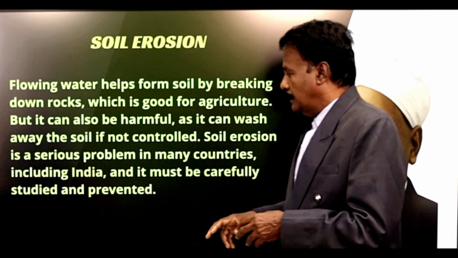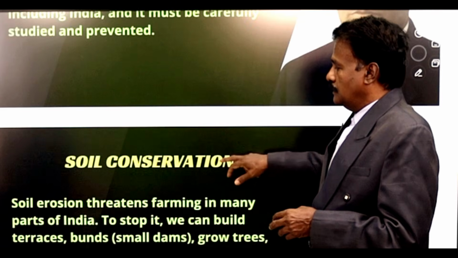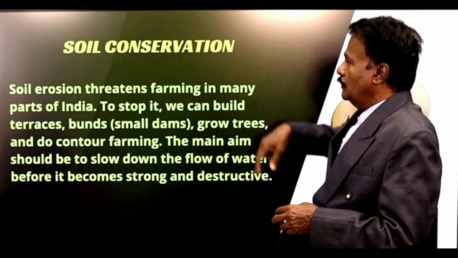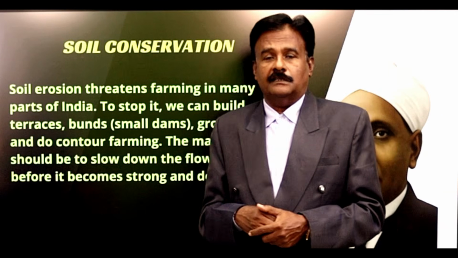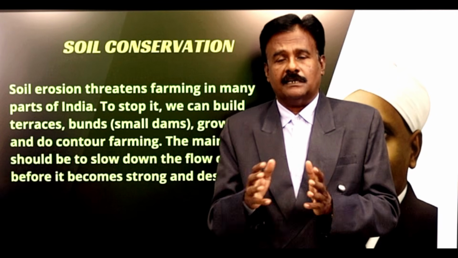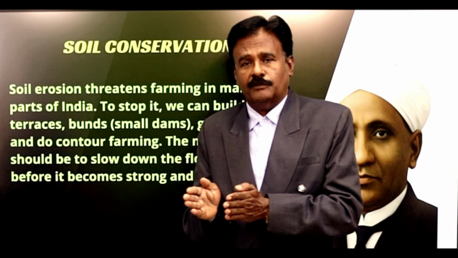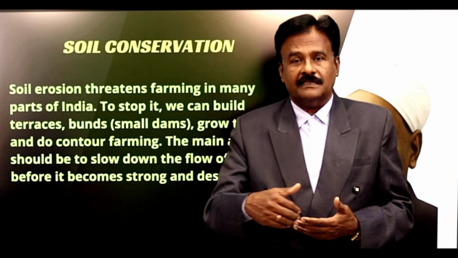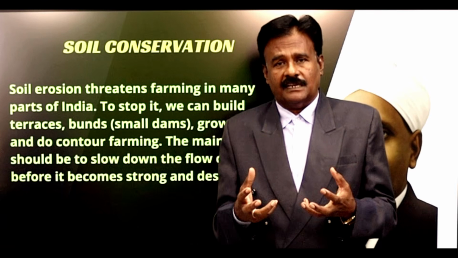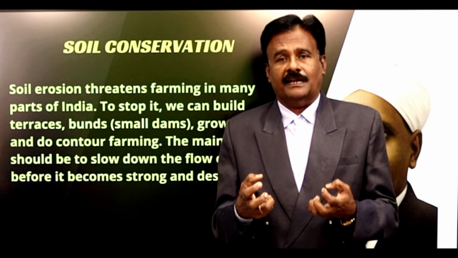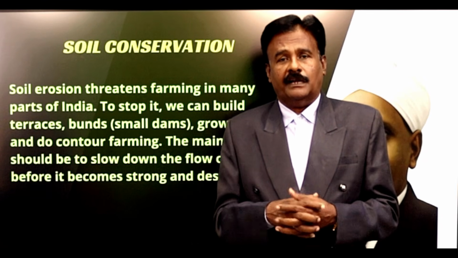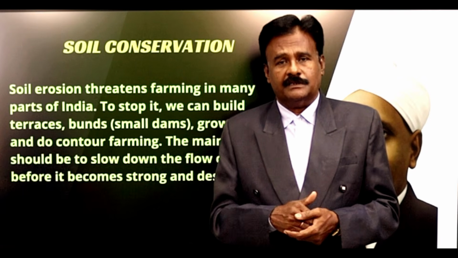So how to prevent this erosion? It is called soil conservation. You can construct small bunds so that they can reduce the speed of the flow of the water. You can plant trees. Roots of the trees will hold the soil very tightly so that the soil will not get eroded. We can construct dams to prevent soil erosion.